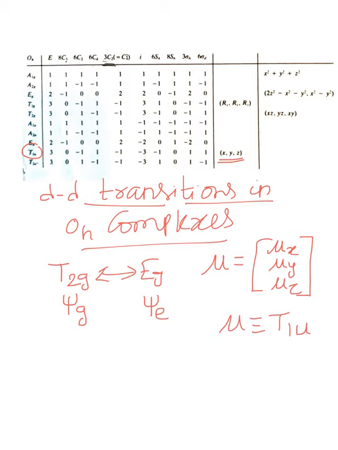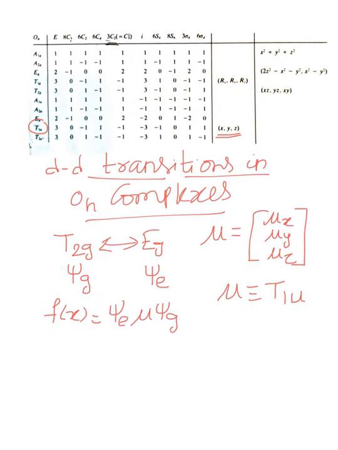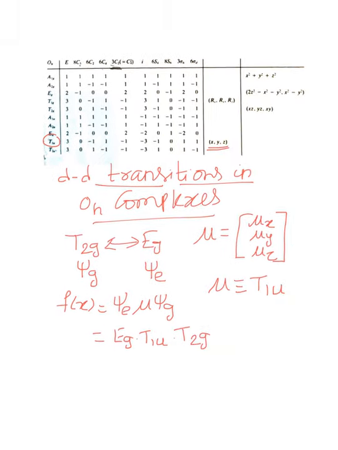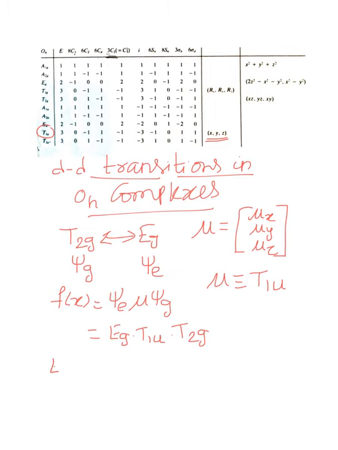Now let us calculate our integrand function f of x, which is psi e mu psi g. The triple product is now given by psi e is Eg, mu is T1u, psi g is T2g. So this triple product we have to find out. First let us do Eg into T1u.